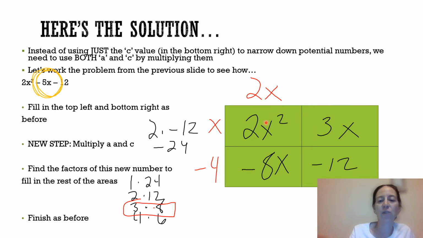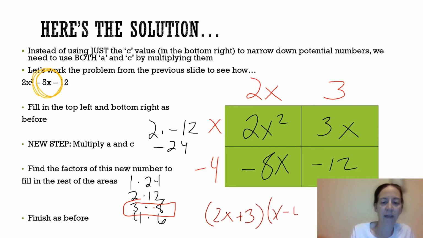Now we can do this one over here. X times what would give me 3x? Well, that would be 3. And then use the remaining one as a check. Okay, so the one we haven't looked at is the lower right. Negative 4 times 3 is negative 12. And there are our factors. So our factors are going to be 2x plus 3 times x minus 4.